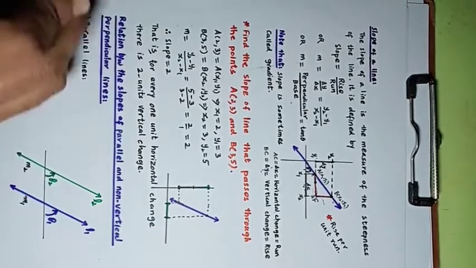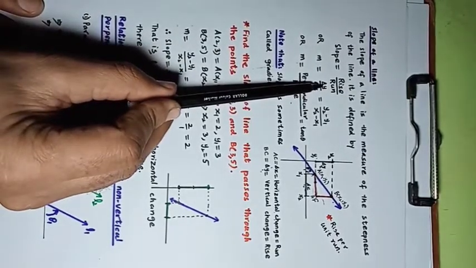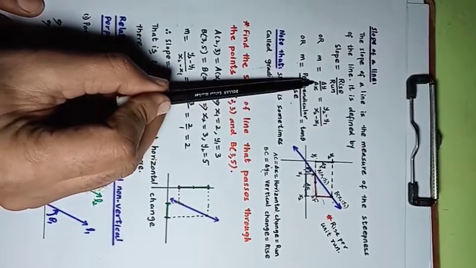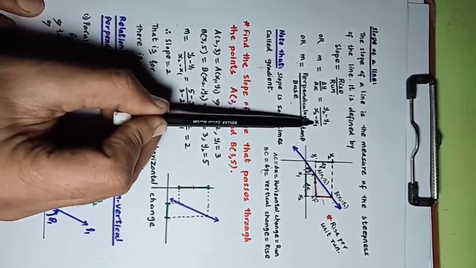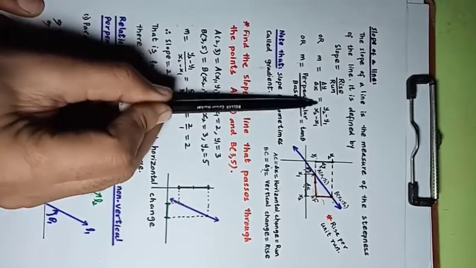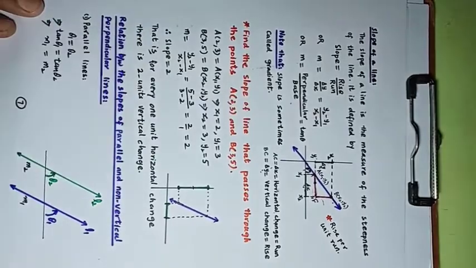Dear students, we have observed that delta y is the change in y, which is equal to y2 minus y1, and delta x is the change in x, which is equal to x2 minus x1. So this is the first relation for the slope of a line.